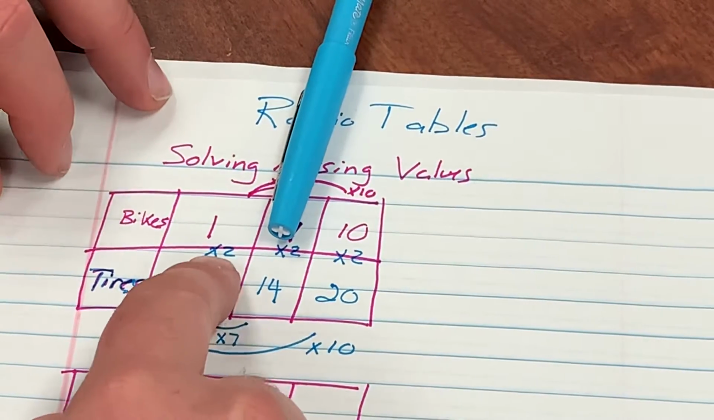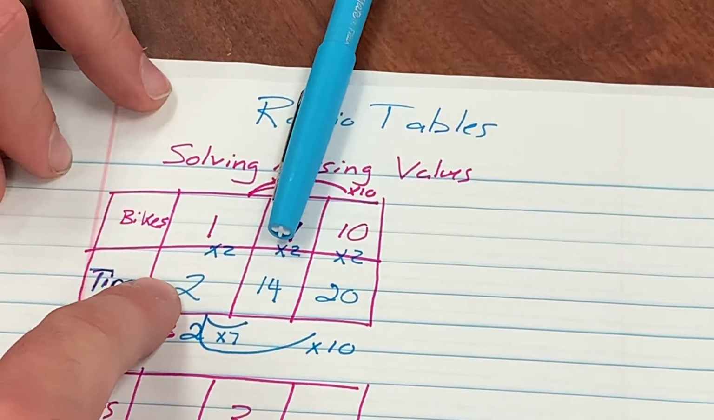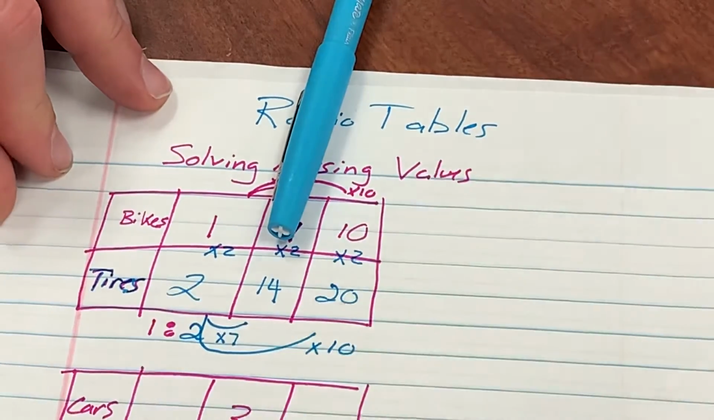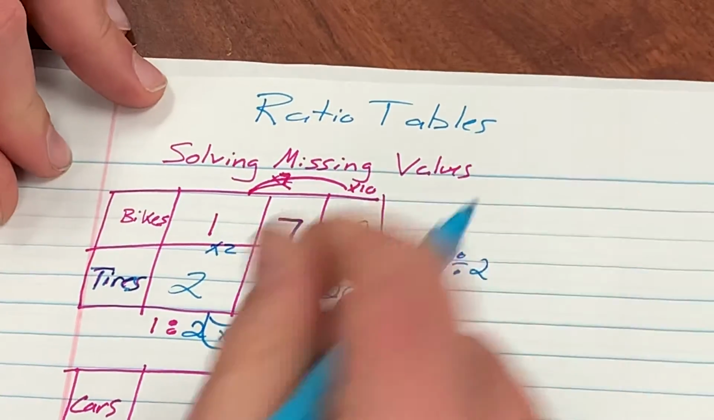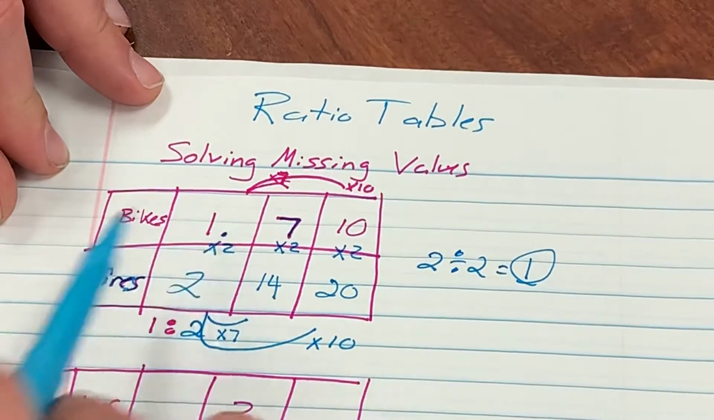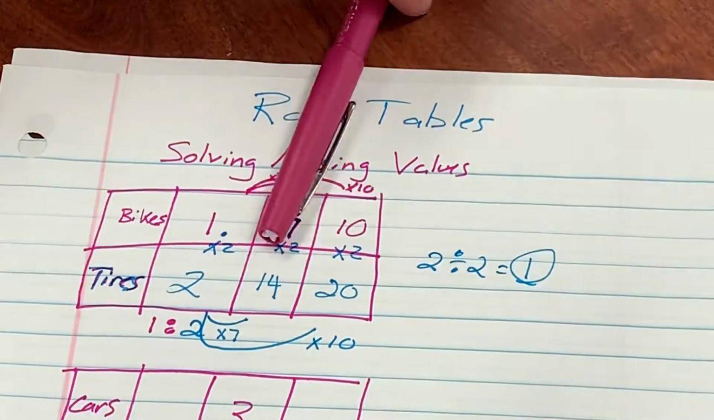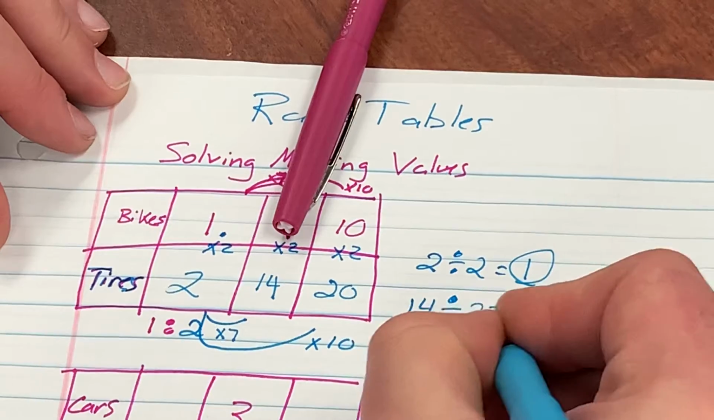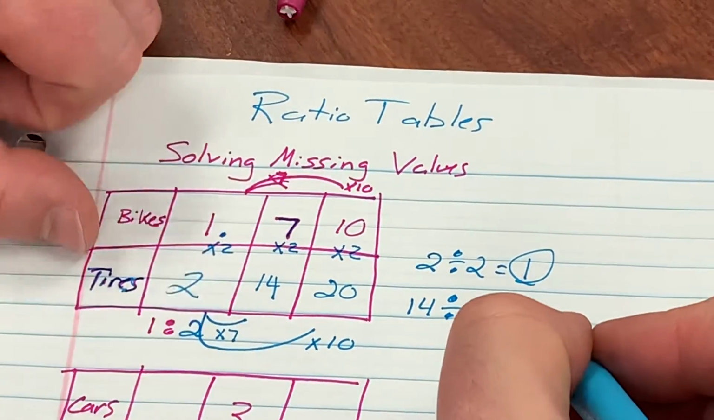Well, I've already decided that I have a relationship between the bikes and the tires. Every bike has to have 2 tires. So I could also divide 2 by 2 to get 1, which was my answer here. If I didn't know this, like when I had it covered up a second ago, and I said 14 divided by 2, then my answer would be 7, which was how many bikes I need if I have 14 tires.